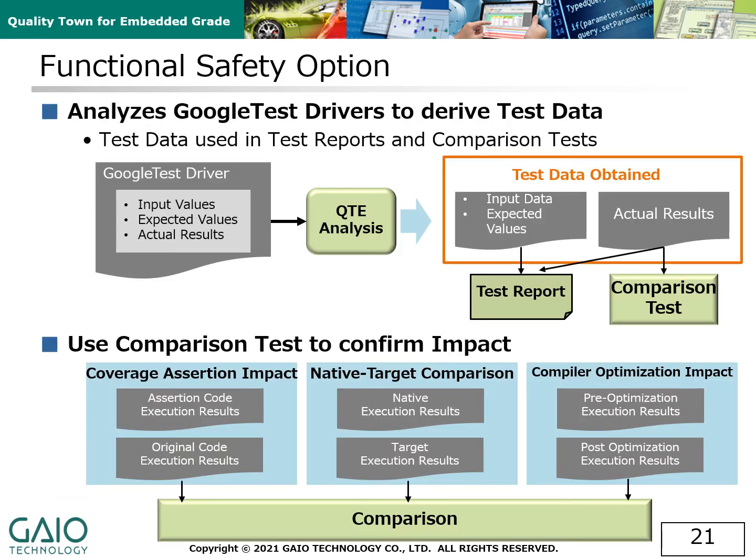The QTE functional safety option analyzes the source code to find unreached code and can add assertion code to improve the coverage for these areas. Impact confirmation is a comparison test carried out to confirm the correct effect of the assertion code. That is, coverage is improved with no effect on the expected values in the results. Impact confirmation can also be used to confirm that the native execution and target execution produce the same results and that code optimization has no effect on the expected results.